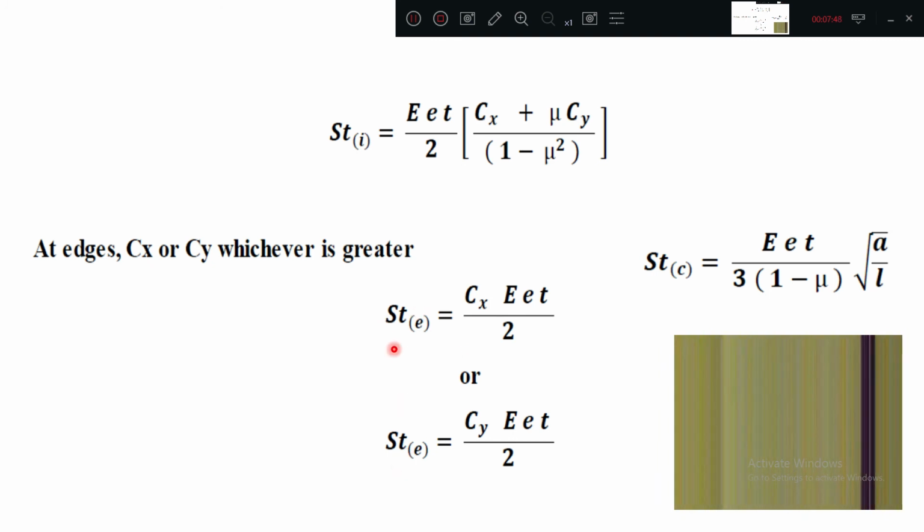These two are for edge. In this one, whichever has the highest value, we need to select that only. Remember this one: comparing this and this, whichever value is highest has to be taken for edge temperature stress. This is for corner stress calculation.